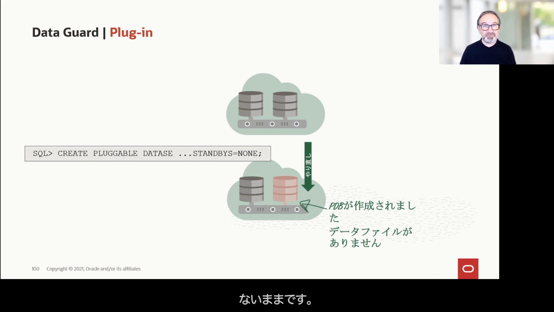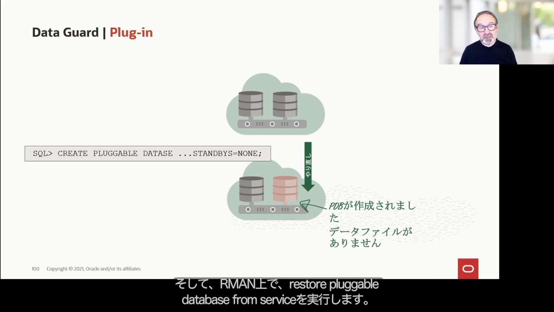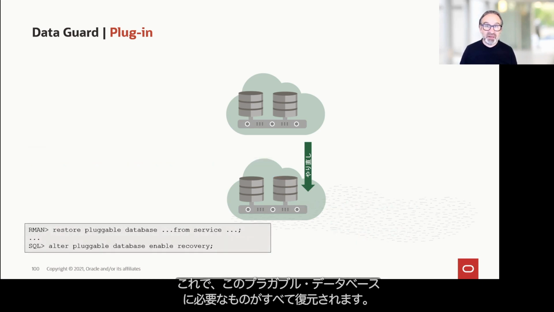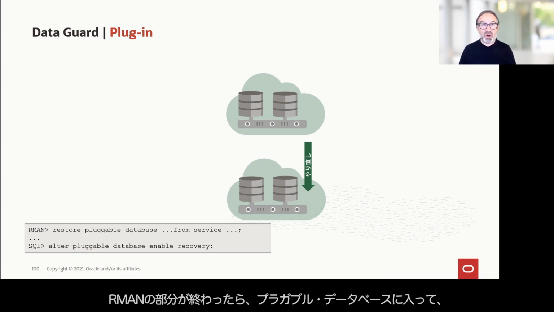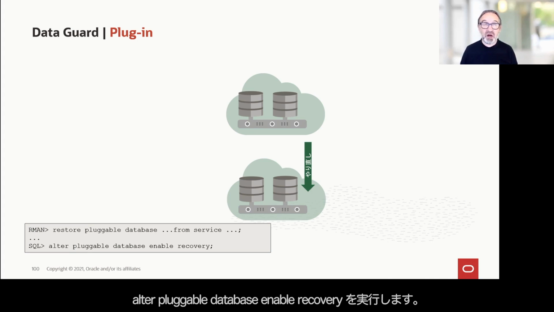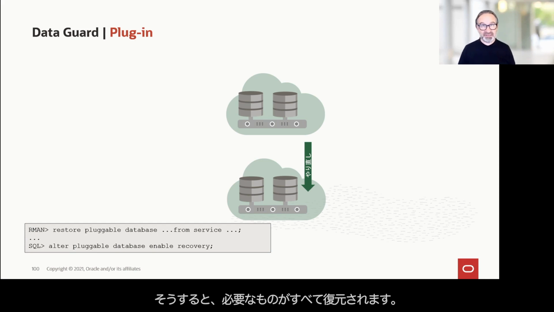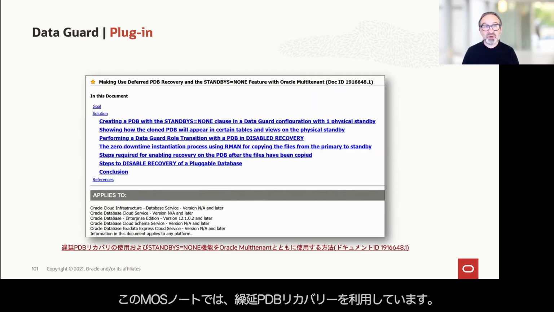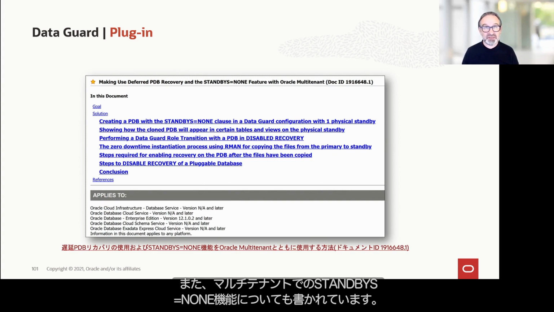They are missing. Then I enter RMAN, and in RMAN, I do a restore pluggable database from service. And this will now restore everything needed for this pluggable database. Once the RMAN part is finished, I enter the pluggable database and call alter pluggable database enable recovery, and then it will recover everything necessary. That's it. You can read the entire process in this MOS note here, making use of deferred PDB recovery and the standbys=none feature in multitenant.